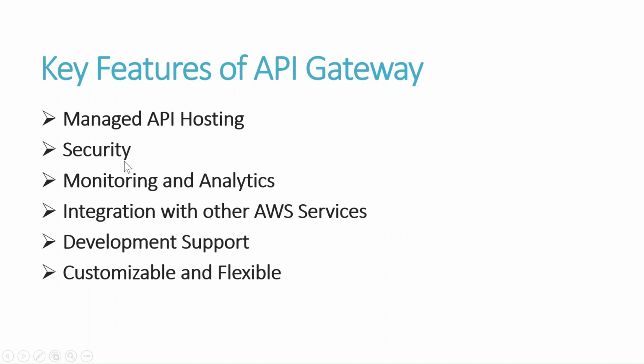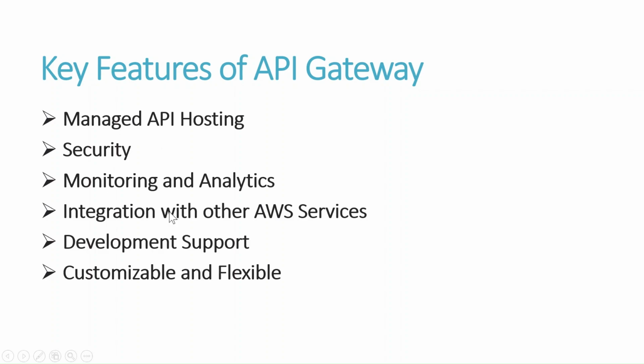Second one is security. So AWS API Gateway protects your APIs from unauthorized access by offering tools like authentication, rate limiting, and encryption. So authentication ensures only authorized users can use your APIs. Rate limiting prevents a system from being overloaded by too many requests. And encryption keeps data safe as it travels between your application and the servers.